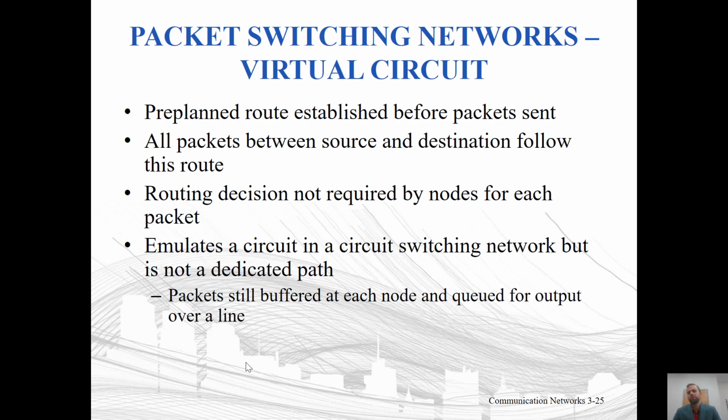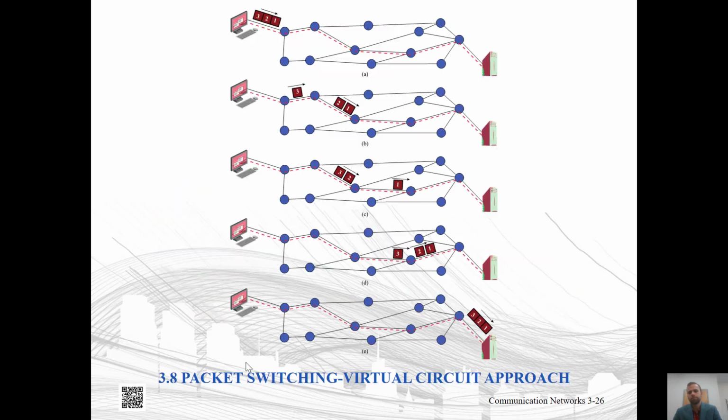So all packets between the source and destination will follow this route, and the routing decision is not required by the nodes for each packet, which reduces that overhead at least. And it emulates, as I mentioned, a circuit in a circuit switching network, but is not a true dedicated path. So the packets still get buffered at each node and queued for the output over the line. Another thing is that this can still do data rate conversion.